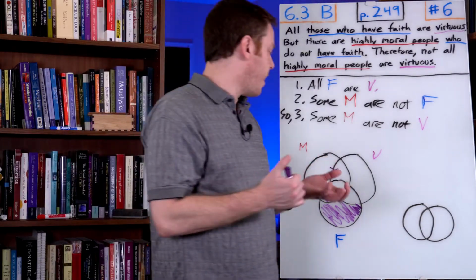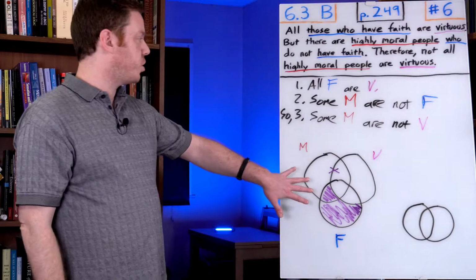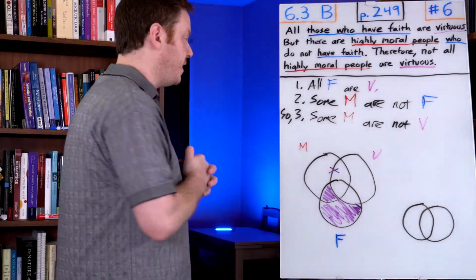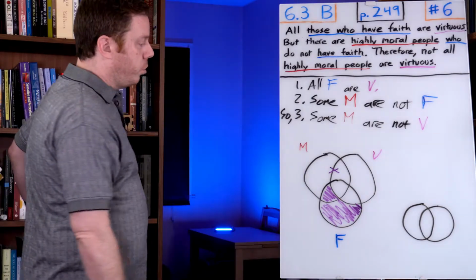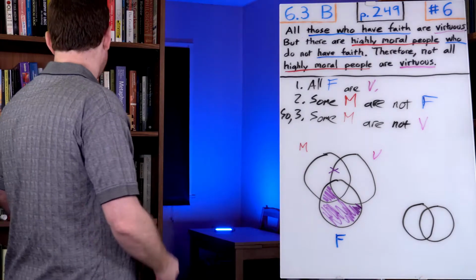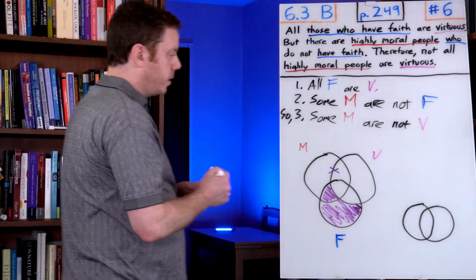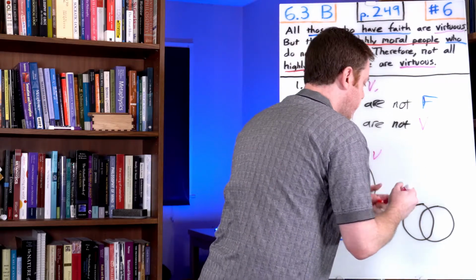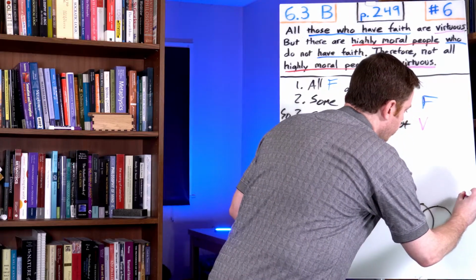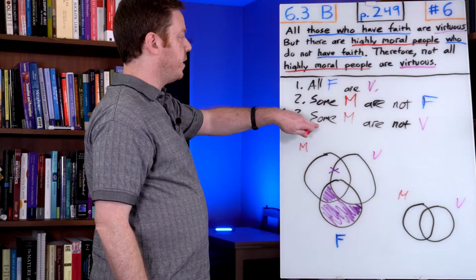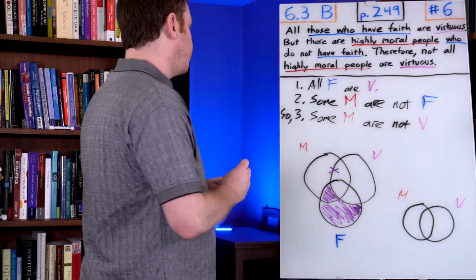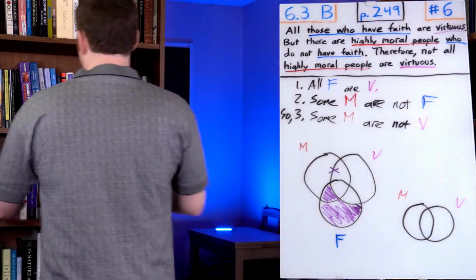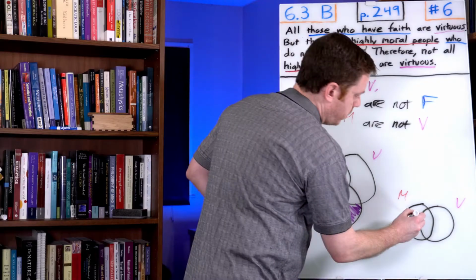The final step is we're going to ask, does this picture tell us that our conclusion is true? And to help us see that, we'll draw what our conclusion would look like if it was diagrammed. We'll draw it over to the side. So we have M and V from our conclusion, and it's saying some M are not V. So we need an X inside the M circle that's outside the V circle over here.